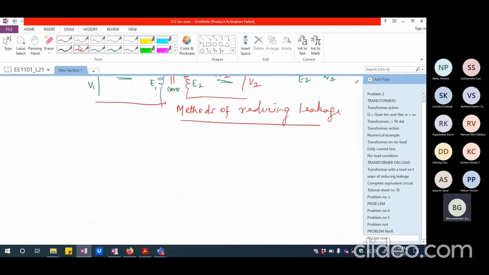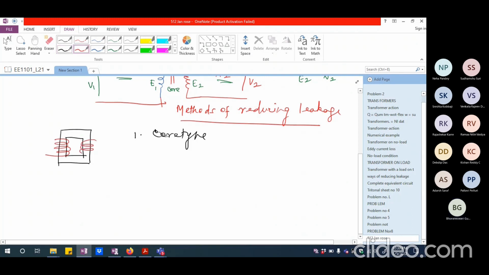So in the methods of reducing leakage, we said a few things. I'm just reiterating whatever we said in the last class. The first and foremost thing we said was, if we have actually rather than core type construction, which is actually consisting of two limbs like this, and we just put the primary on one side and secondary on the other side. So this is generally called as core type construction. Rather than having core type construction, I can try to have shell type construction.